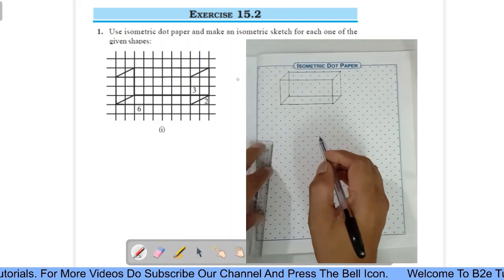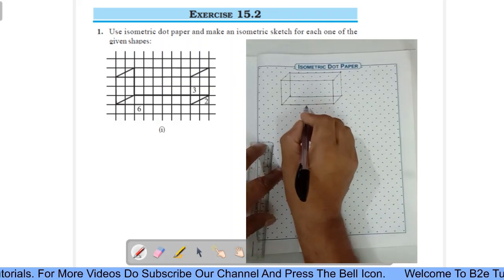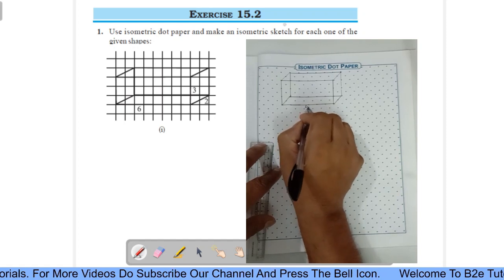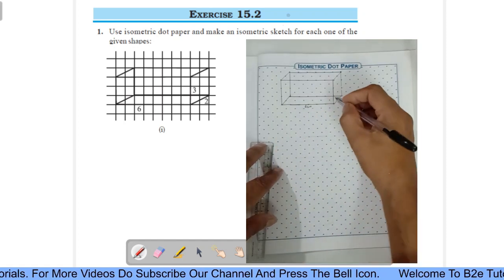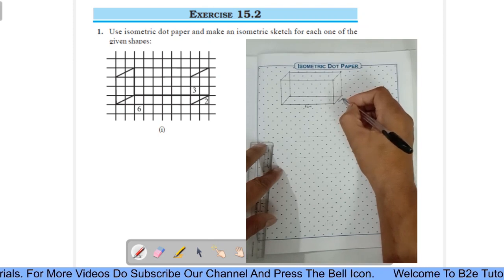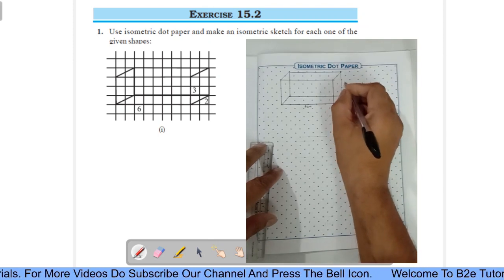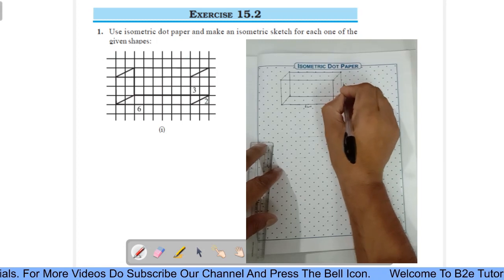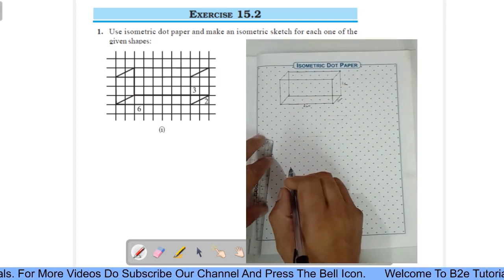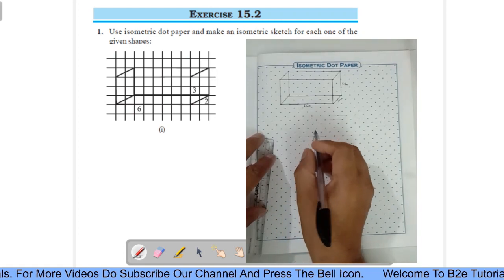So this is your first figure. Here the length is 6 centimeter and the breadth is 2 centimeter and the height is 3 centimeter. So this is your isometric sketch of the first part.